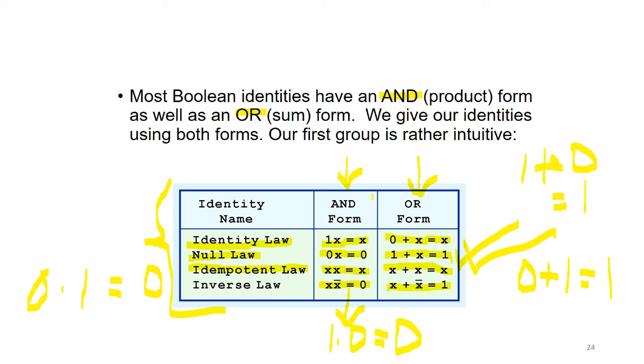Now I asked you a question about this one. 1 plus x. Why are we writing 1 here? This is a question. If we are passing it through an OR gate, so 1 plus 0, you see, 1 plus 0 gives us a value of 1.